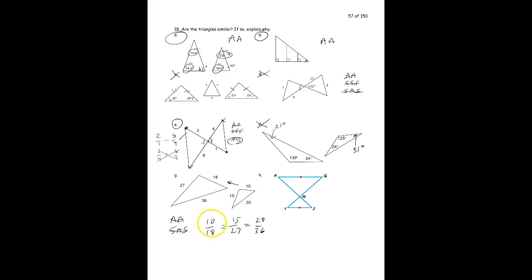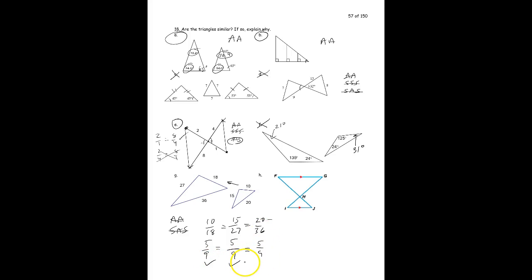So we're going to have to reduce these fractions to see if they're equal. 10 over 18 is 5 over 9. I can divide 3 out of each of these, so 15 divided by 3 is 5, 27 divided by 3 is 9, and then the same thing here. There's a common factor of 4, 20 divided by 4 is 5, 36 divided by 4 is 9.